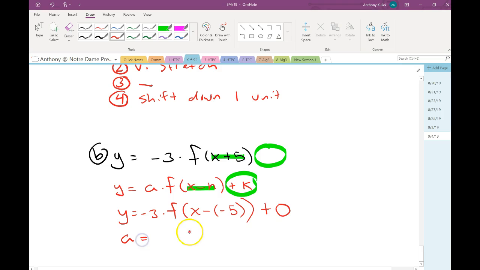So let's write down our values for A, H, and K. And then we'll use those to check the criteria to figure out the transformation that occurs. What's my value for A? Negative 3. What's my value for H?